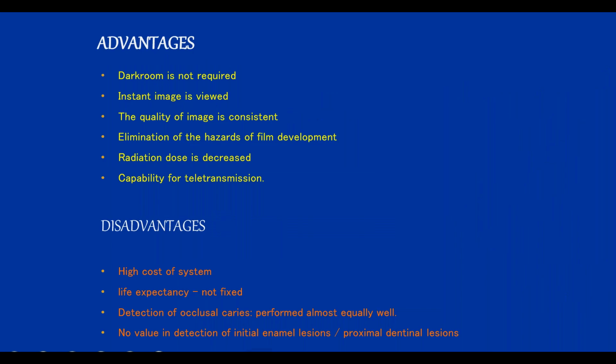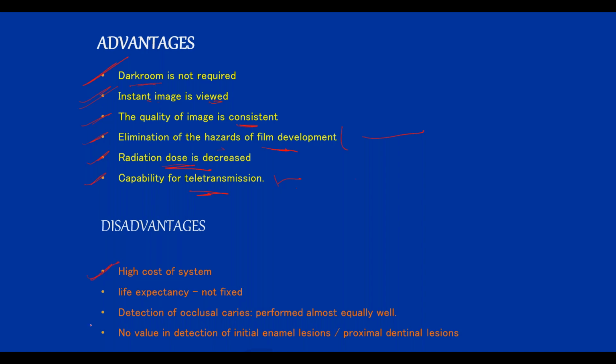Now, what are the advantages? One, there is no processing, so a darkroom is not required. Instant image can be visualized. The quality of image is consistent. Elimination of the hazards of film development, so there are no solutions. Radiation dose is decreased. Capabilities for teletransmission, so you can transfer the image from one computer to another.